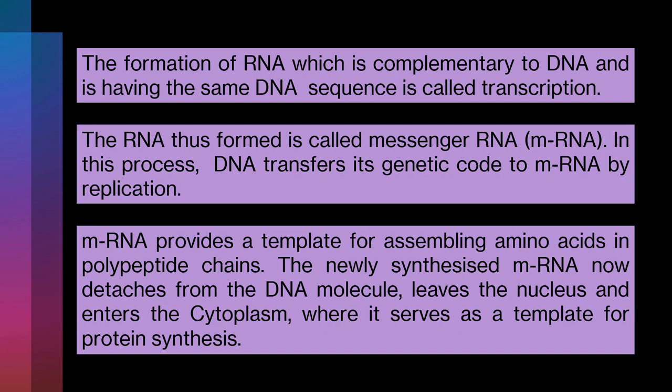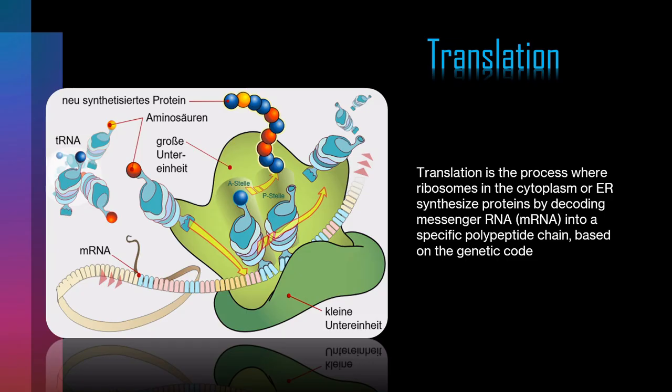After the formation of mRNA, the mRNA detaches from the DNA. The mRNA leaves the nucleus and enters the cytoplasm, where it serves as the template for protein synthesis. The next step is translation. Translation is a process where ribosomes in the cytoplasm or endoplasmic reticulum synthesize proteins by decoding mRNA into a specific polypeptide chain based on the genetic code.